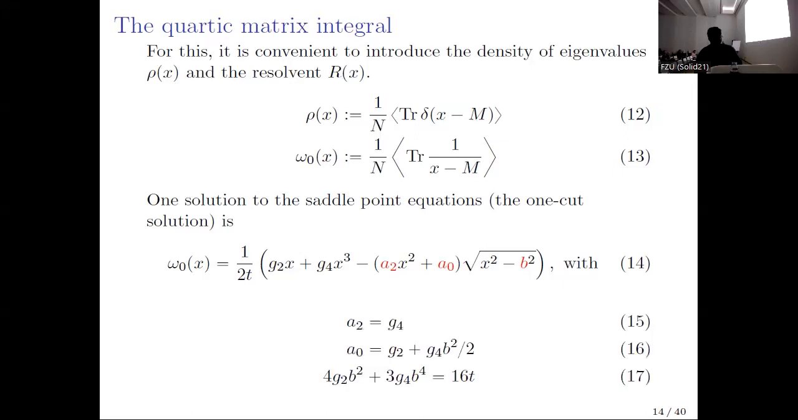So then you can just solve. For example, the cubic term, it's easy to see. To cancel the g4 x cubed, a2 needs to be g4. a0 needs to be this thing in terms of b. And b itself is determined by g2, g4, and t by a nonlinear equation. So there's a nonlinear equation that determines b, and a2 and a0 are then simply determined in terms of that.